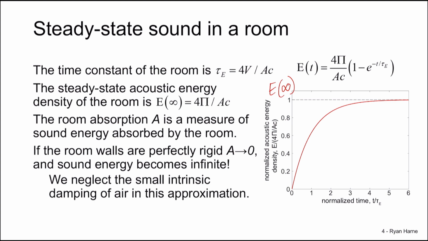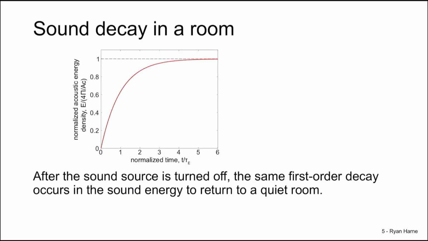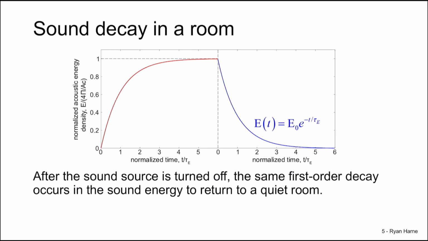Intuitively, we know if that source is turned off, sound will also decay. So after the sound source is turned off, the same first-order build-up is observed in a first-order decay. The solution for that sound decay is shown here. The average acoustic energy density is equal to the original acoustic energy E naught, which could have been the steady state value, multiplied by the exponential e to the minus t divided by tau E.